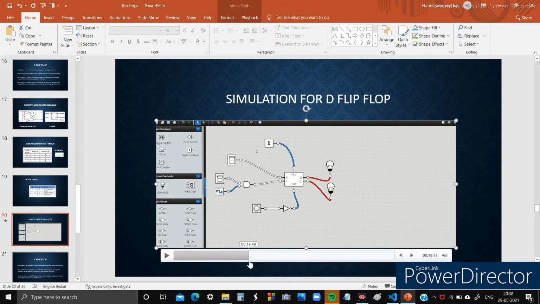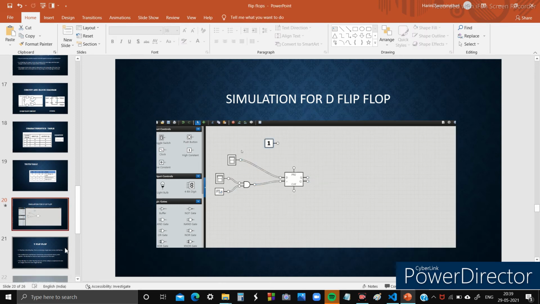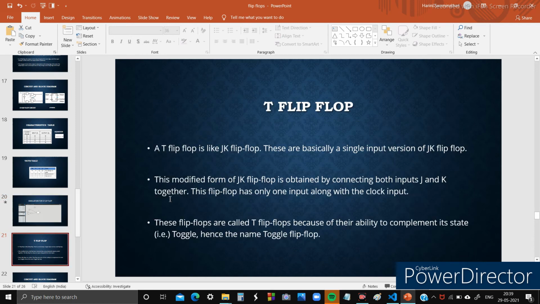Simulation for D flip-flop. We have used two toggle switches, a clock pulse, a D flip-flop block, push button, NOT gate, high constant, and two bulbs. By giving 1 in D, we get 1 in Q and 0 in Q bar. By giving 0 in D, we get 1 in Q bar and 0 in Q. This is all about simulation for D flip-flop.